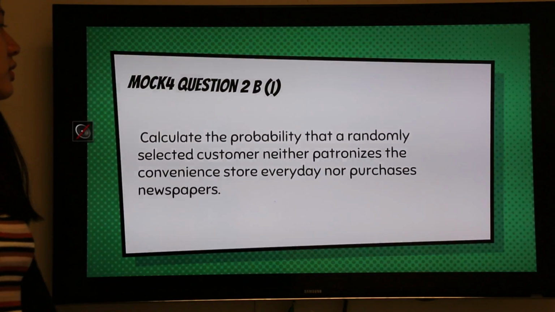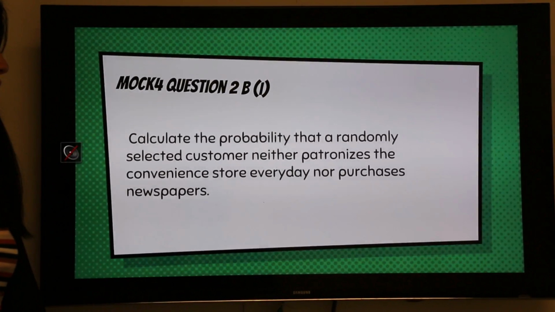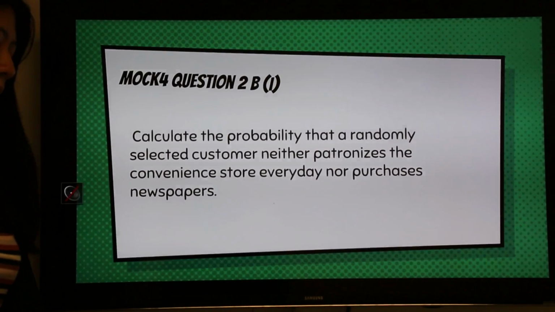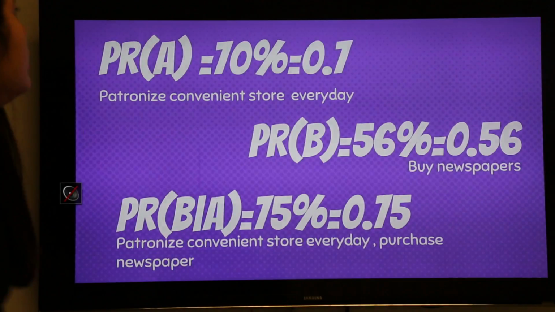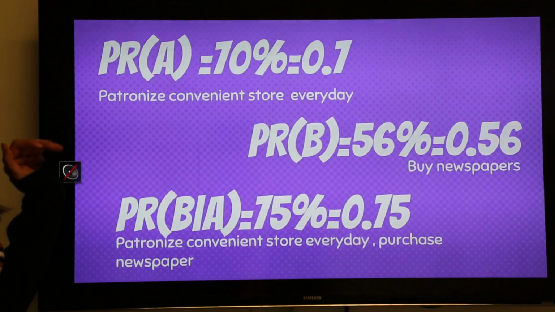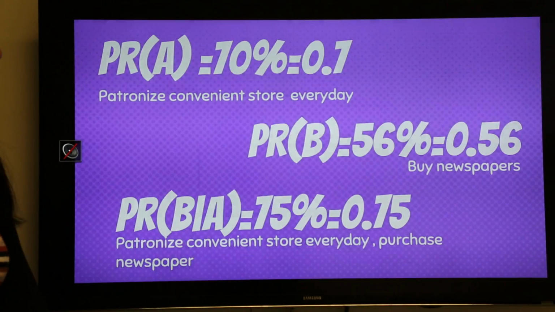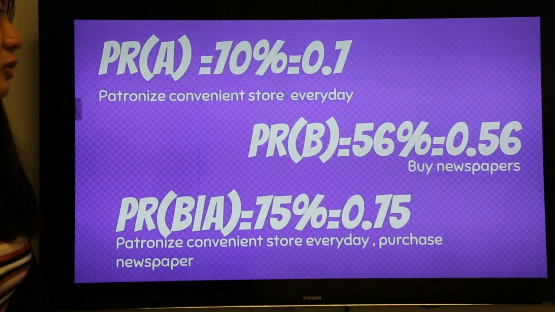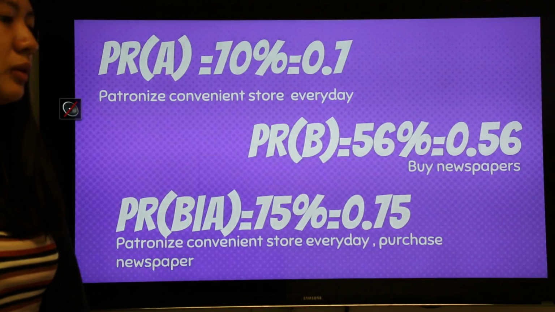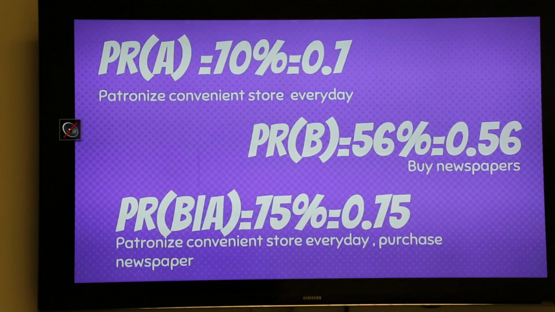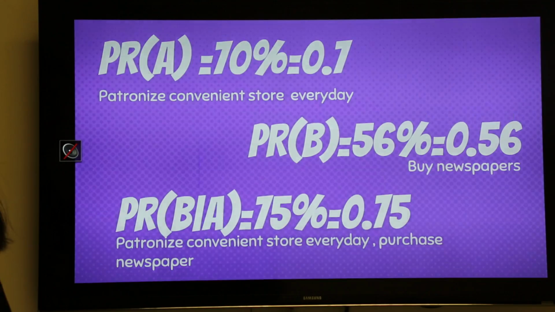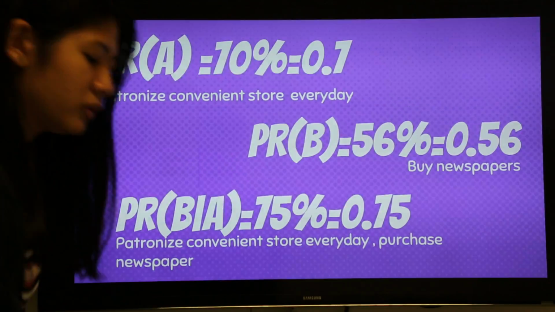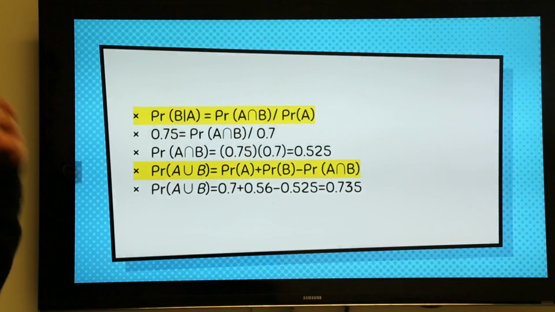So the question is to calculate the probability that a randomly selected customer neither patronizes the convenience store every day nor purchases the newspaper. So let probability A equal the people who patronize the convenience store every day, 70%, and probability B, the people who buy newspaper, 56% equals 0.56. The people who patronize the convenience store every day and purchase newspaper equals probability of B given A, so 75% equals 0.75.